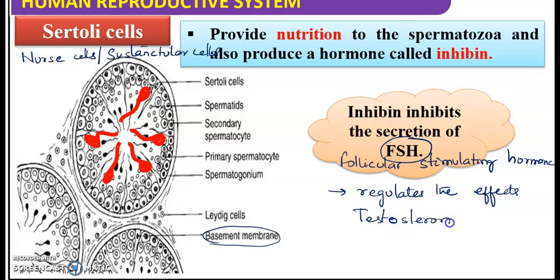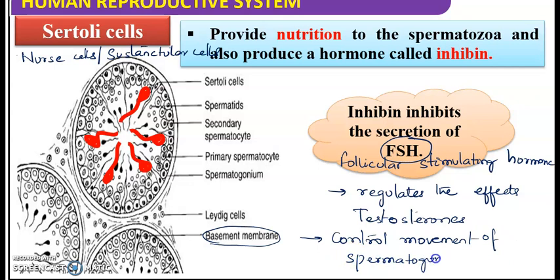Testosterone. So the effects of testosterone are also regulated by the Sertoli cells. Also, another function of Sertoli cells that is very rarely spoken about is that it controls the movement of spermatogonia and sperm cells. As we have discussed, this is the lumen.